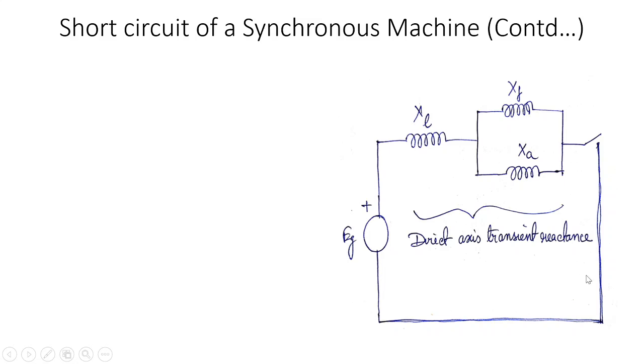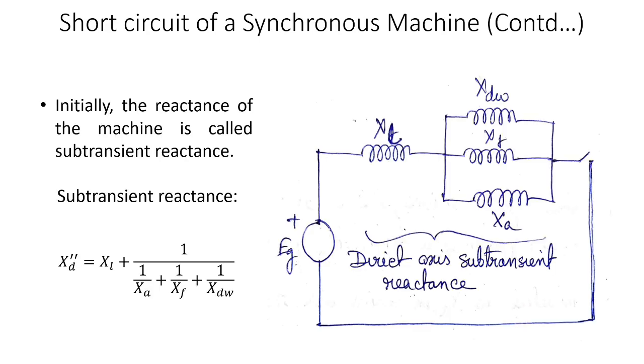This is the direct axis transient reactance. So during the transient phase, what happens? The current in the damper winding dies down, that is XDW from the previous slide. When we move from the subtransient to the transient phase, XDW becomes open circuited as the damper winding currents die out fast, since the damper windings have the lowest time constant.